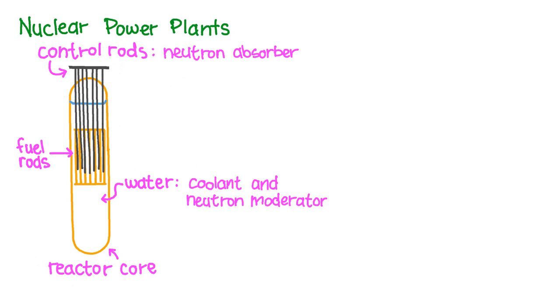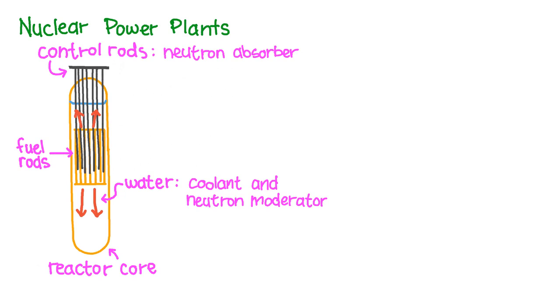If the reaction is too slow, control rods can be removed so that fewer neutrons are absorbed and there are more collisions. If the reaction is occurring too quickly, more control rods can be inserted into the reactor core so that more neutrons are absorbed and there are fewer collisions.